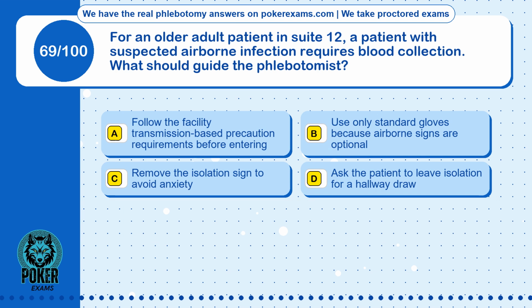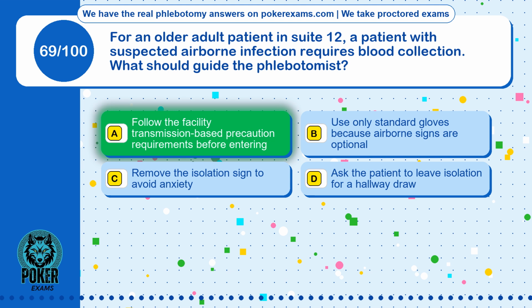Question 69. For an older adult patient in Suite 12, a patient with suspected airborne infection requires blood collection. What should guide the phlebotomist? Option A. Follow the facility transmission-based precaution requirements before entering. Option B. Use only standard gloves because airborne signs are optional. Option C. Remove the isolation sign to avoid anxiety. Option D. Ask the patient to leave isolation for a hallway draw.